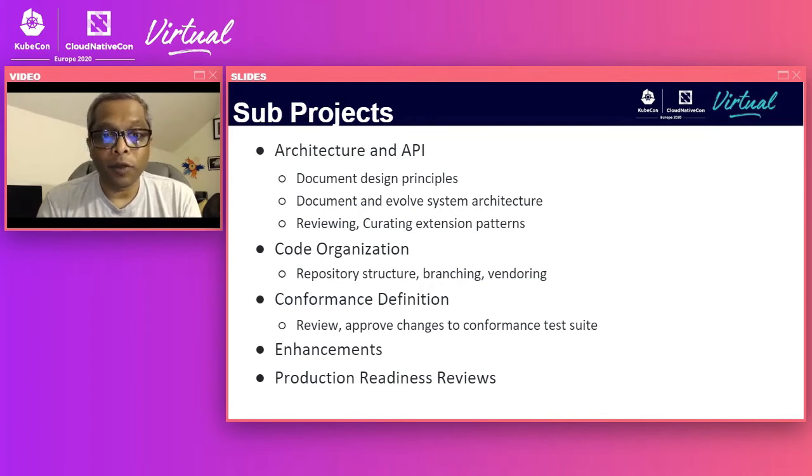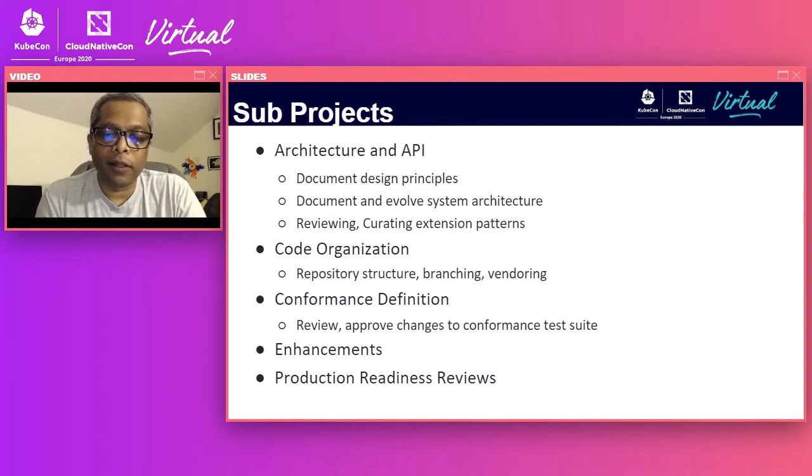Enhancements is a new subgroup. We used to have a SIG called SIG PM that was in charge of various things, and we ended up folding just the enhancements portion into SIG Architecture. We are also going down this path of what the things are that we need to think about when we call a feature production ready. What are the things to look for there? We try to insert questions into the enhancement process to get people to think about this.